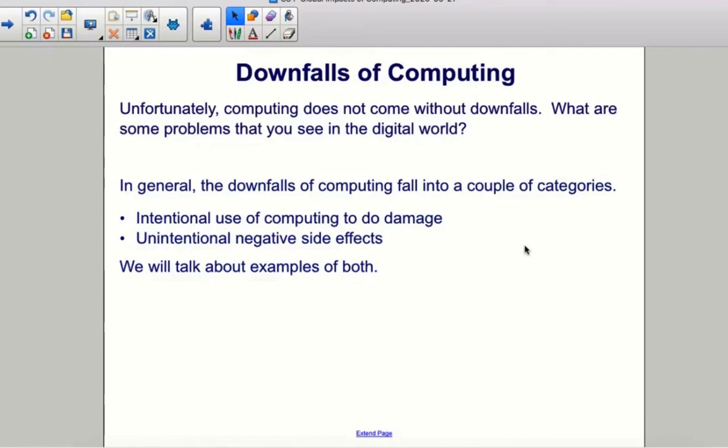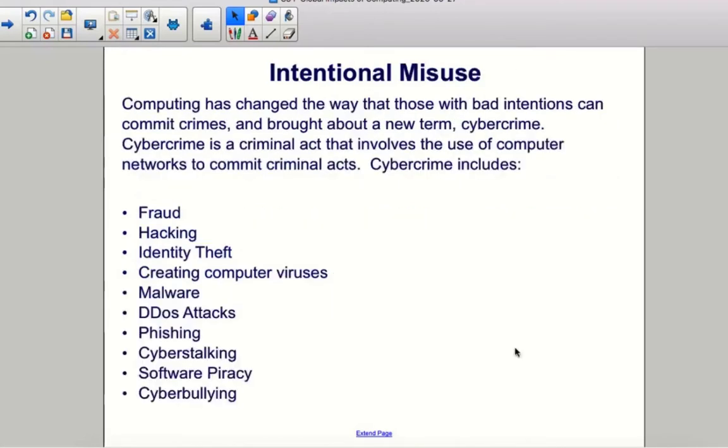Unfortunately, computing does not come without downfalls. What are some problems that you see in the digital world? In general, the downfalls of computing fall into a couple of categories: intentional use of computing to do damage, and unintentional negative side effects. We will talk about examples of both.